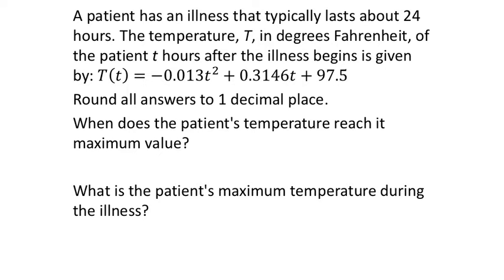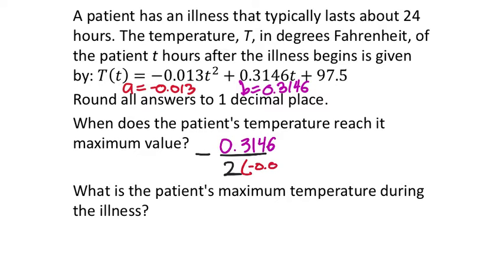And we know that that can be found in the formula with negative B over 2 times A. So the B value that they gave us was 0.3146, which isn't very pretty, but it still works. That's my B, all over 2 times A, and then the A value is the coefficient of t squared, which is negative 0.013. So again, I just put that in there, negative 0.013. I put this in the calculator. Let's see what we get.